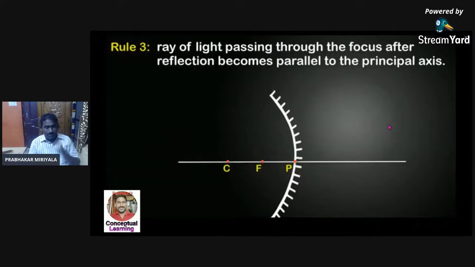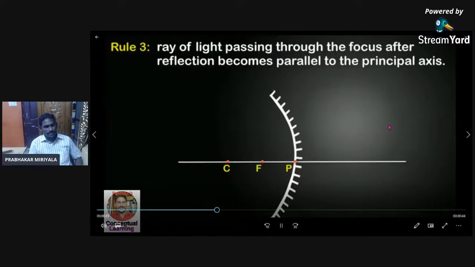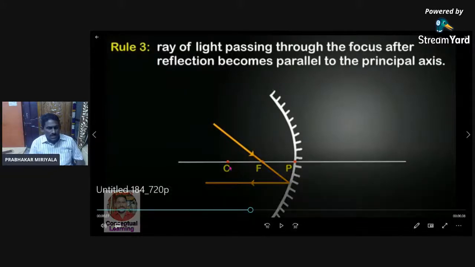Rule 3. A ray of light passing through the focus after reflection becomes parallel to the principal axis. So this is rule 3.